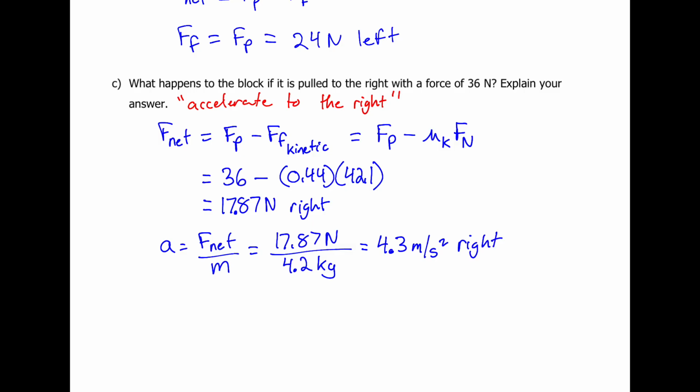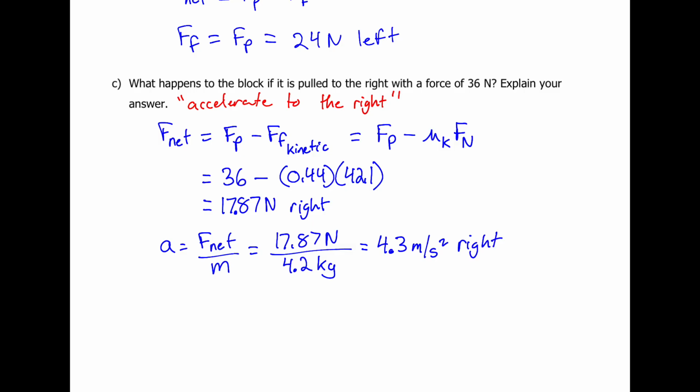So if I pull on it with 36 newtons, it can only resist back with around 24. It's the numbers in here. And so the result is an acceleration out to the right. So I'm pulling it, and I'm going to start accelerating at this rate. This is all the things that we need.